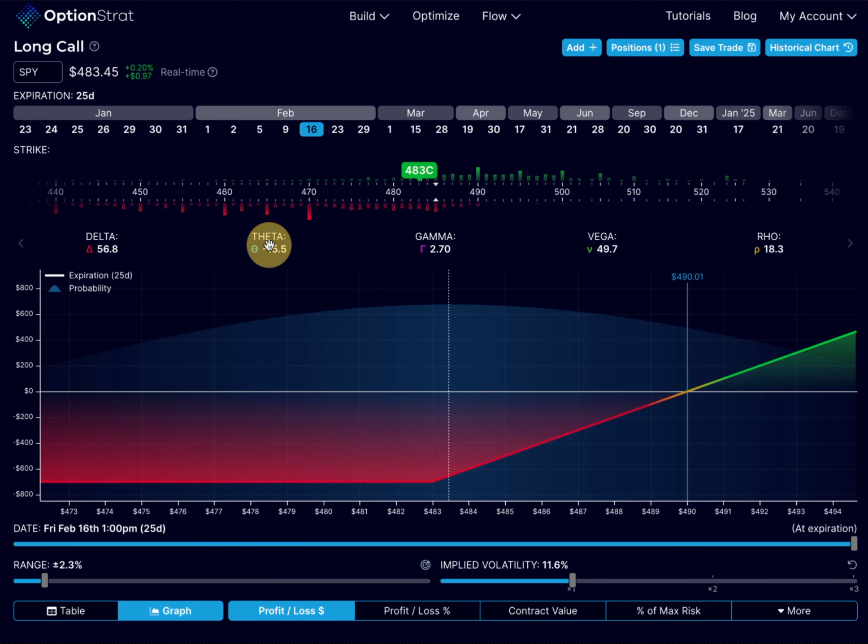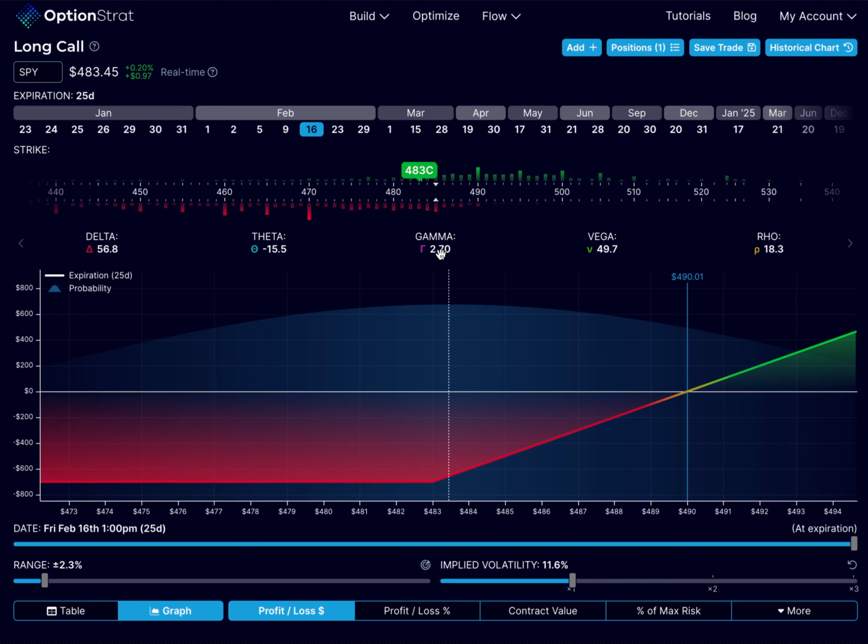Theta is the amount of decay. In other words, how much is this option decaying out from under you? You paid something for this with the intent of the price of the underlying getting above 490 prior to expiration. But while you're sitting here waiting, this thing is decaying on average $15 a day. So I kind of call that my holding cost. I have to pay $15 a day to stay in this position.